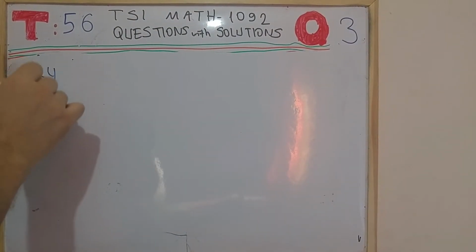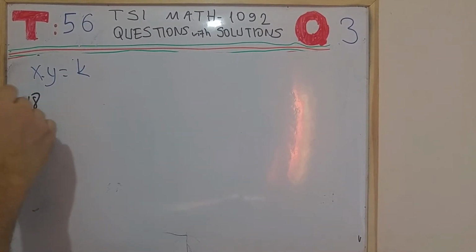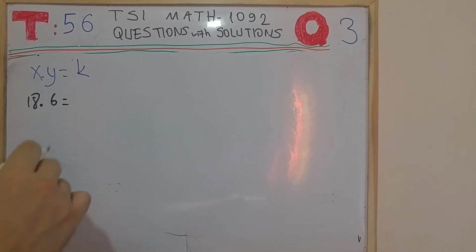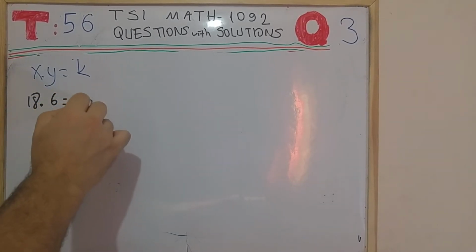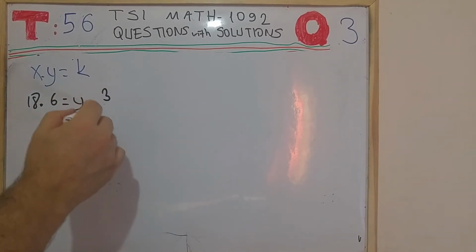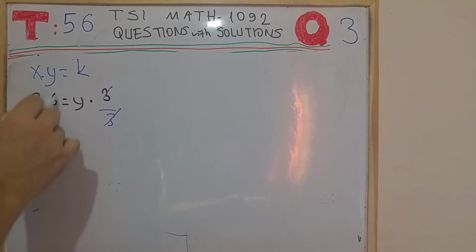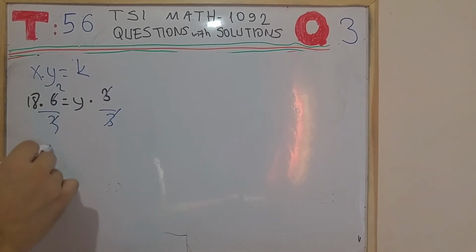x and y are inversely proportional, so their multiplication is constant. And we know that y is equal to 18 when x is equal to 6. And we're asked about the y value when x is equal to 3. When we simplify each side by 3, y will be equal to, this will be 2 times 18, which is equal to 36.